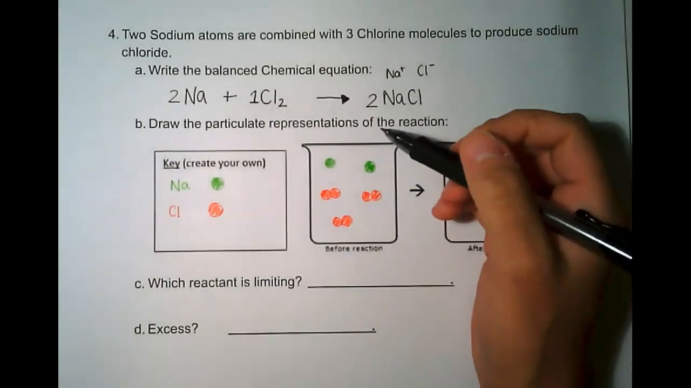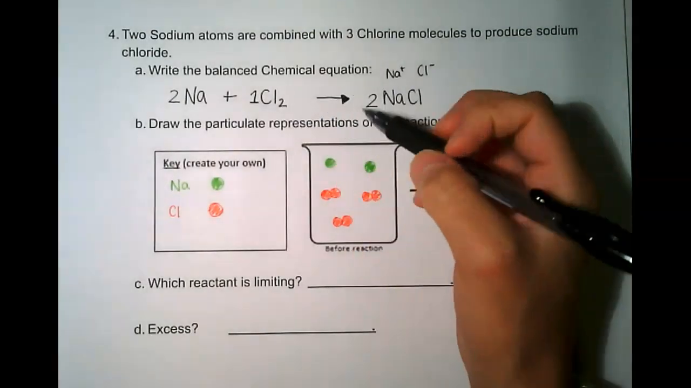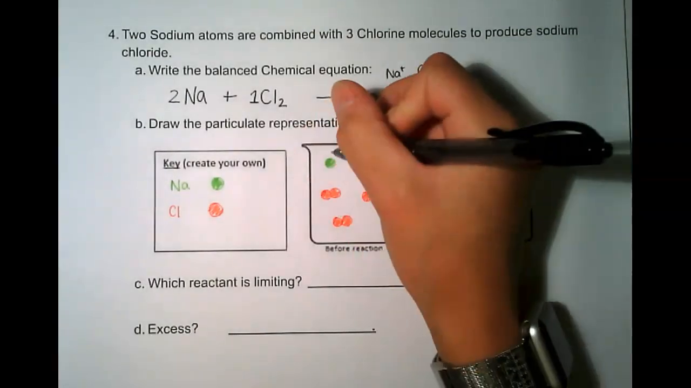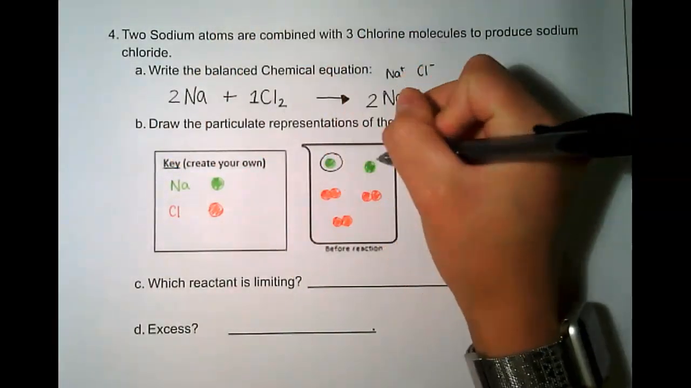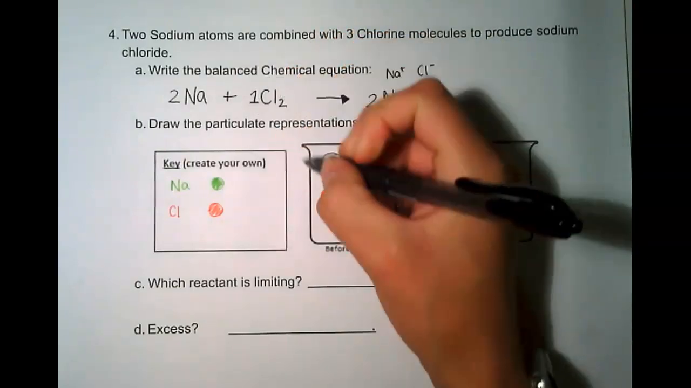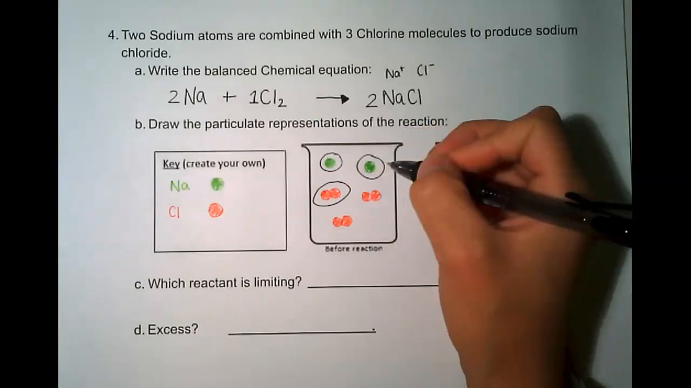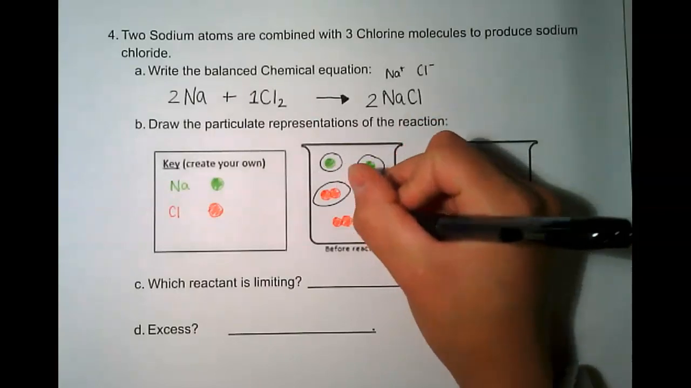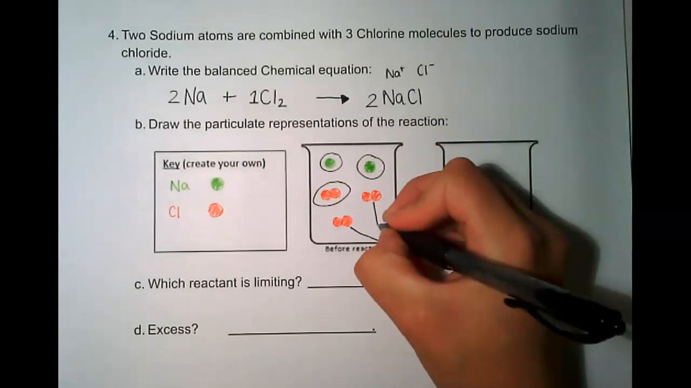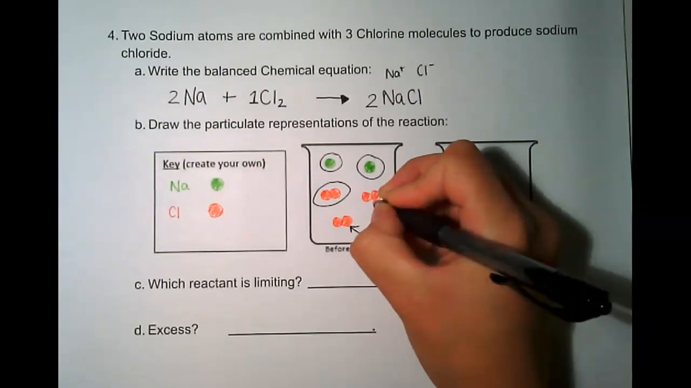So I'm going to circle what it is that's going to be used if I do the reaction once. So I'm going to use 2 sodium, so 1, 2, and I'm going to use 1 Cl2, 1. So I did my reaction once, and I'm already out of sodium, so chlorine is going to be my excess reactant. I have excess chlorine.